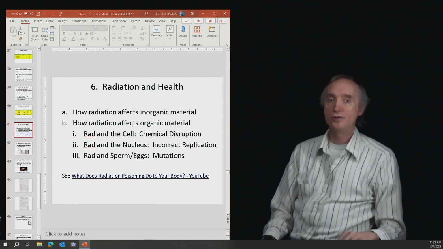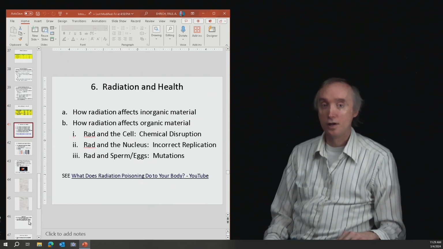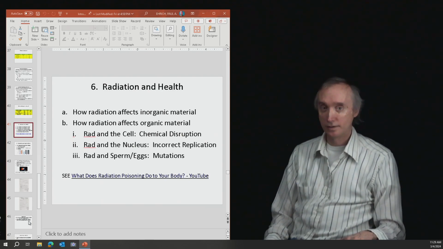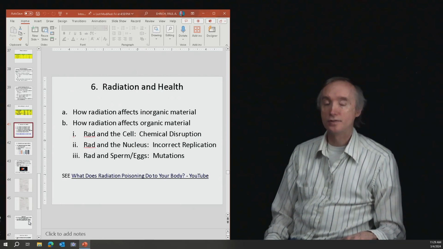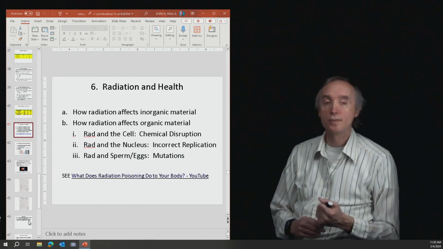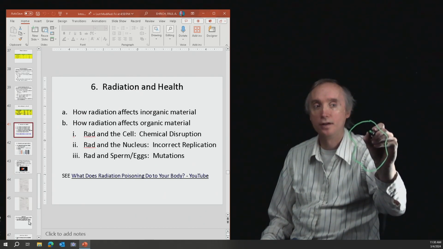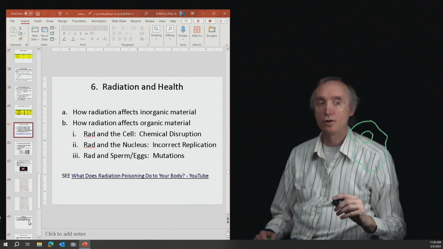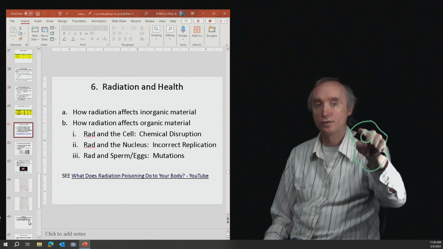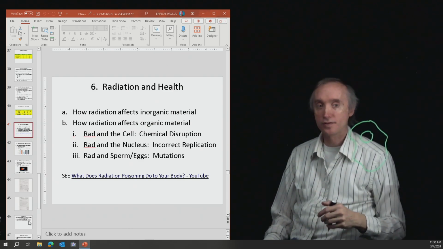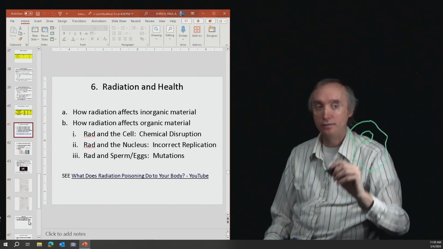Now, what about radiation and organic material? There are three things that radiation can do to you. The first one is the most common thing that's going to happen, and the radiation is going to disrupt the workings of the cell. Your body is made up of trillions of cells, and a typical cell is going to have in it a nucleus. Don't get this nucleus mixed up with the nucleus of an atom. This is the central control center for the cell. This is where the DNA is stored.